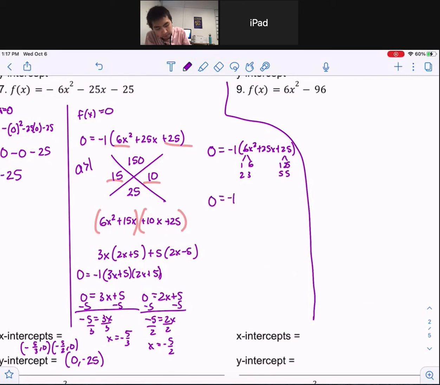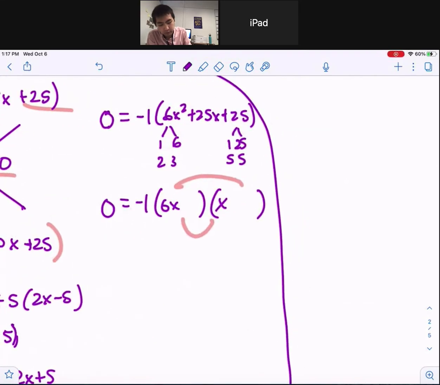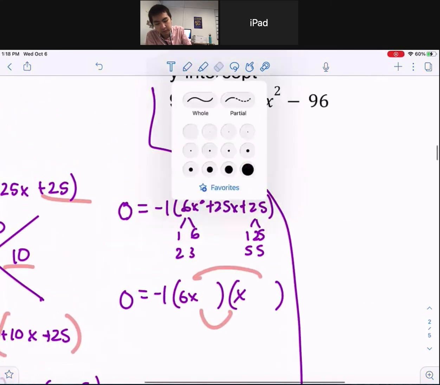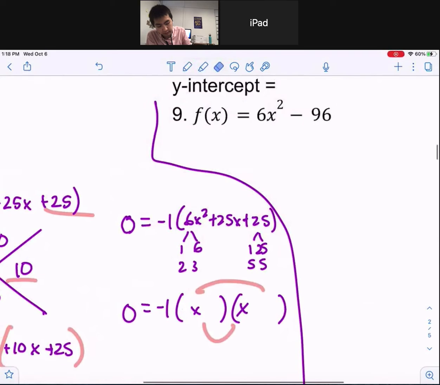So if you chose this to be 6x and x, none of these combinations will work, because if you plug in 1 here and 25, that's not going to add up to give you 25. If you plug in a 5 here and a 5, well, 6 times 5 is 30, 5 times 1 is 5. 30 plus 5 is going to be 35, which is too much. So as a result, you cannot use 6x and x.